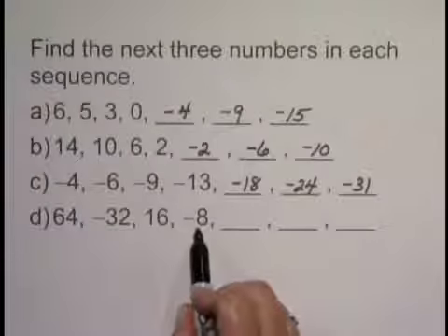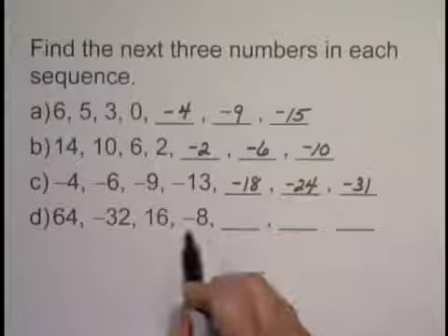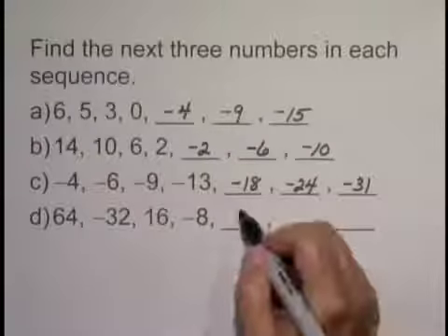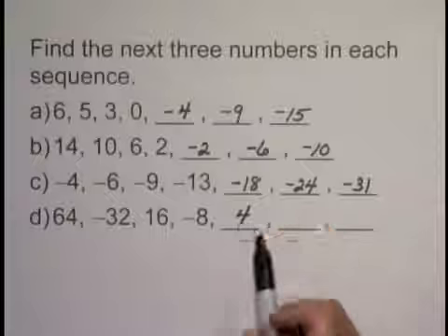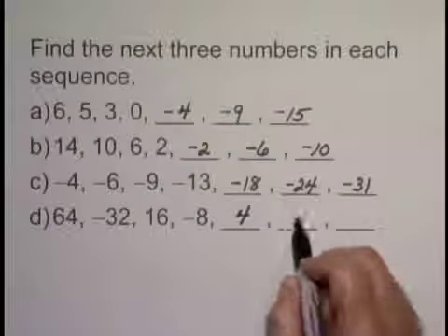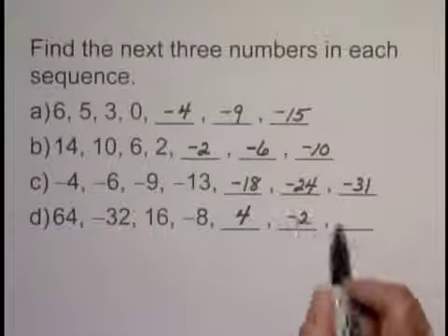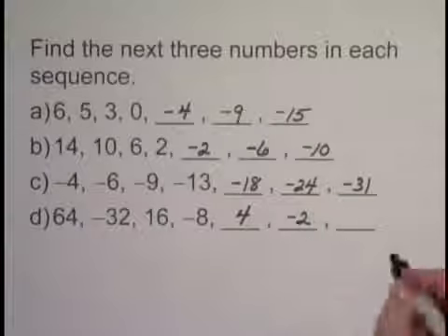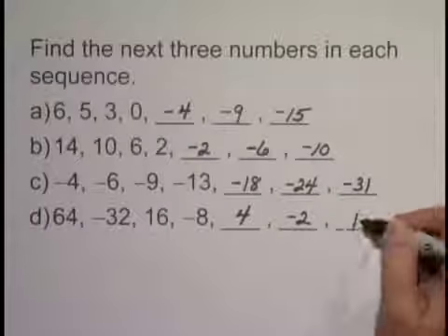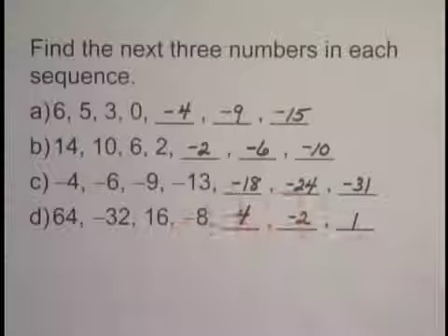Dividing negative 4 by negative 2, we get negative 8 by negative 2, we get positive 4. Dividing positive 4 by negative 2, we get negative 2. And dividing negative 2 by negative 2, we get positive 1. And we found the next three numbers in each sequence.